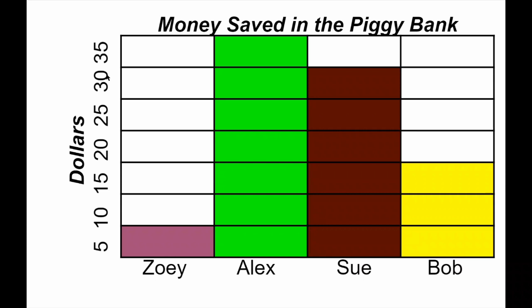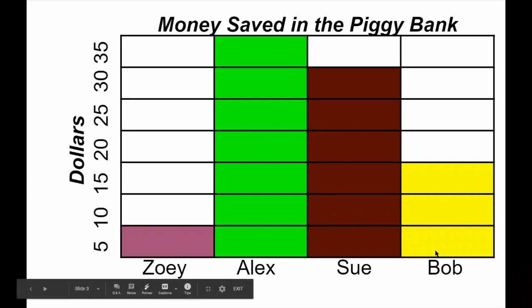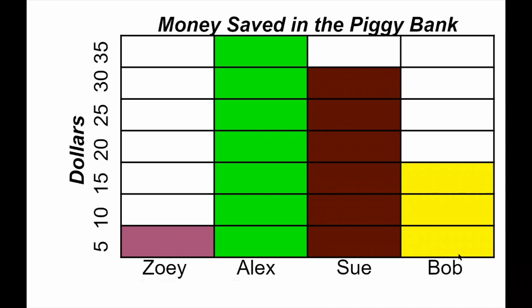Bar graphs can go up by 1s, they could go up by 2s, they could go up by 3s, they could go up by 5s, they could go up by 10s. It doesn't matter as long as they are equal amounts. In this bar graph, we see that Zoe has the least amount of money saved, Alex has the most, and Sue and Bob are right in the middle.